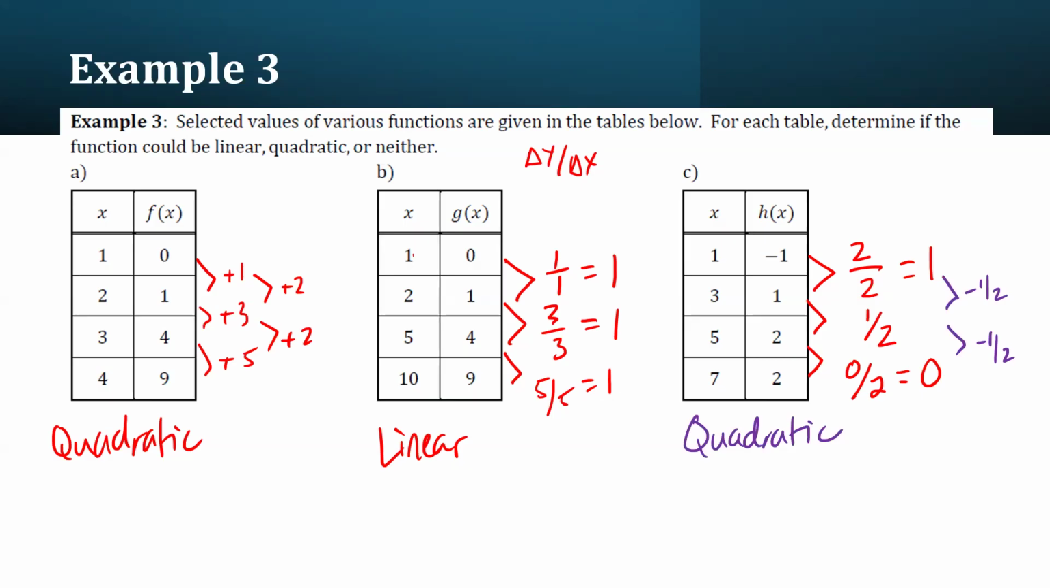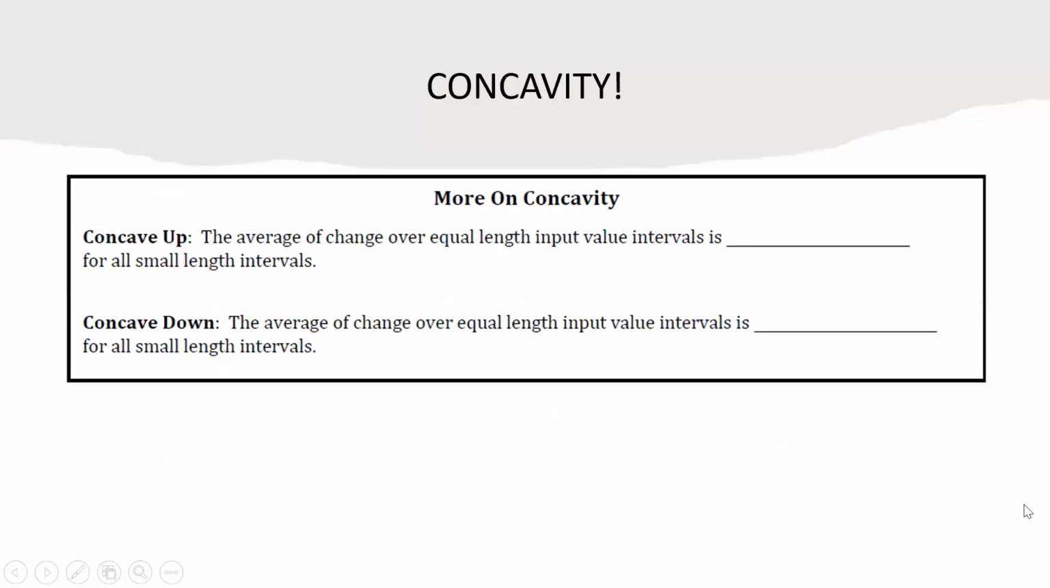All right. Okay. So concavity. When something is concave up, the average rate of change over equal length input value intervals is going to be increasing for all small lengths. So it's going to be increasing if it's concave up. If it's concave down, it's going to be decreasing.